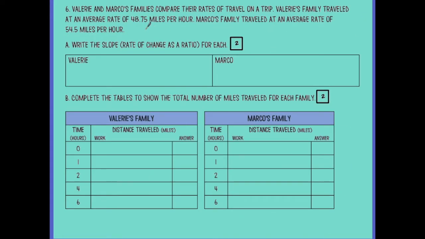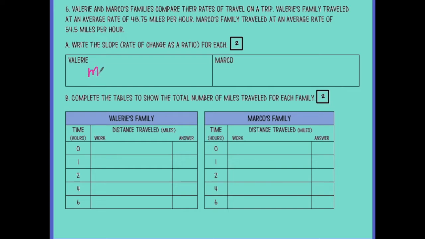All right, number 6 is Valerie and Marco's families compare their rates of travel on a trip. Valerie's family traveled at an average rate of 48.75 miles per hour. Marco's family traveled at an average rate of 54.5 miles per hour. Write the slope rate of change as a ratio for each.